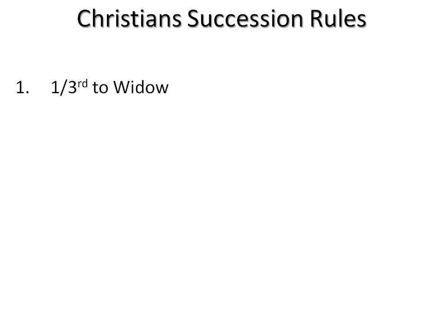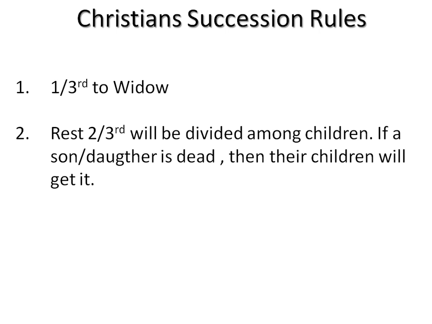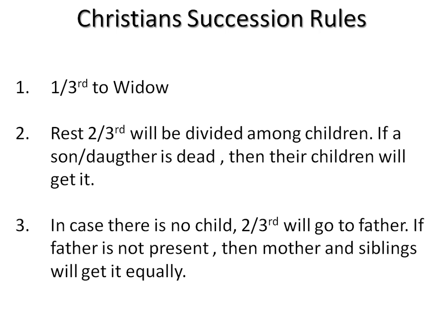Out of the total wealth, 1/3 will go to widow. That's very simple. And rest 2/3 will be divided among all the children in equal parts. If son and daughter is dead, in that case, their children will get it. So grandchildren can claim the wealth. And the third point is that if there is no child, in that case, 2/3 will go to the father. If father is not there, then mother will get it. And if mother is also not present, then siblings will be able to claim it equally among them.